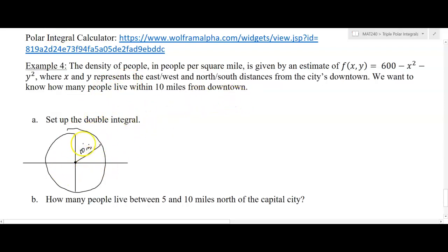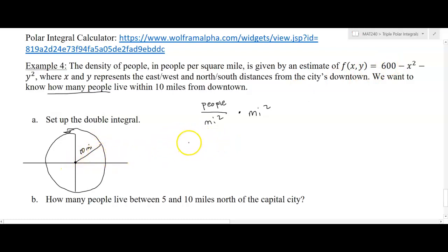And what we have is, if we know the density function is f of x, y equals 600 minus x squared minus y squared, that's in people per square mile. Now I want to know how many people. I don't want to know how many people live per square mile. I want to know how many people live within a certain overall region. So I've got to multiply that by square miles. Now, the number of people per square mile is obviously not constant. The farther you get away from the origin, the more we're subtracting off 600. So the population gets less dense as you move further and further away from that center.